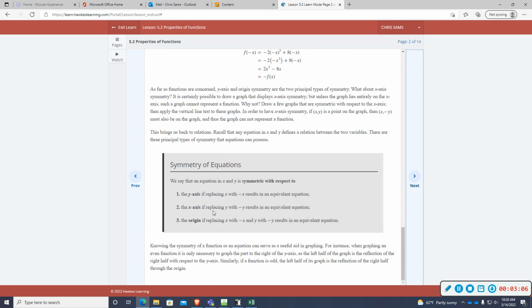Here are all the symmetries listed. You have y-axis symmetry, which is also even. You just replace x with the negative x. This is what happens. You have x-axis symmetry. Doesn't have a special name. You just replace positive y with a negative y, or just change the sign, because if it was negative you would make it positive. And then you have origin. You replace both x and y with a negative, or change the signs of both x and y.